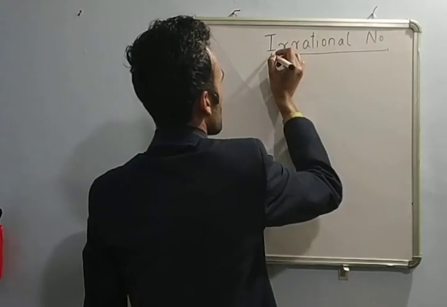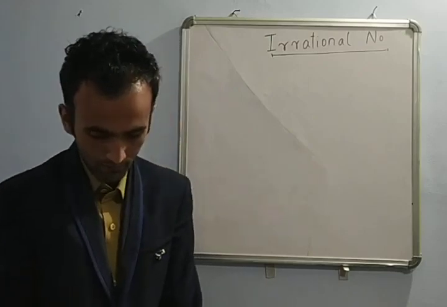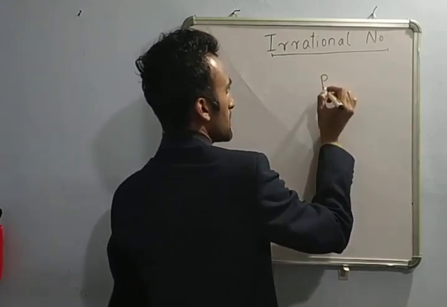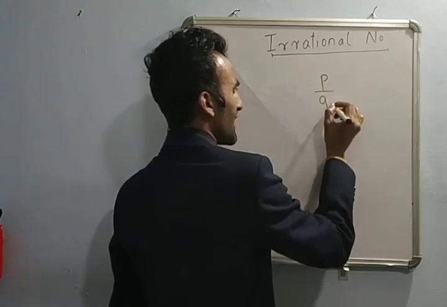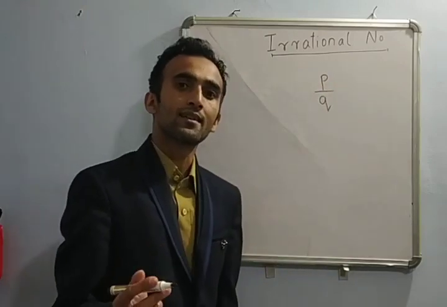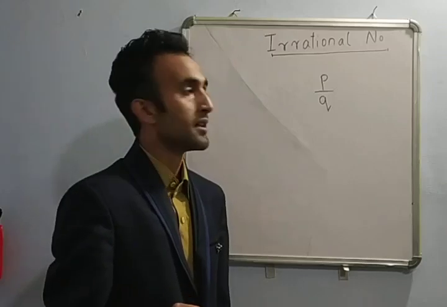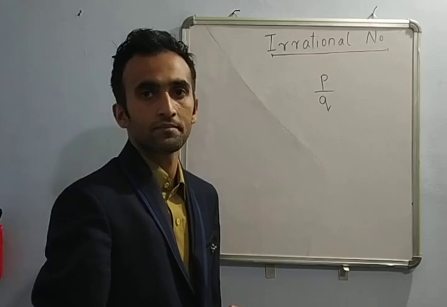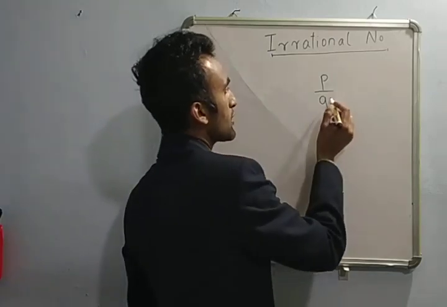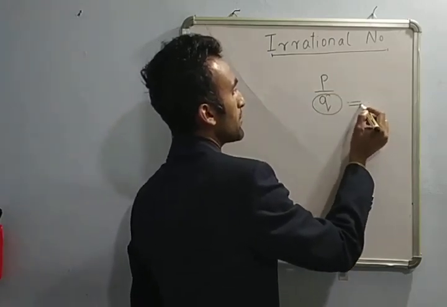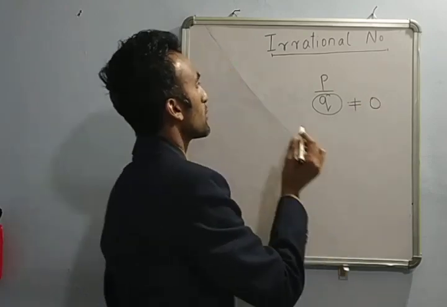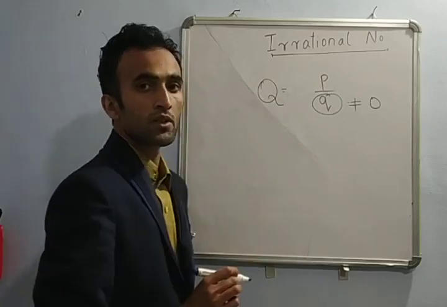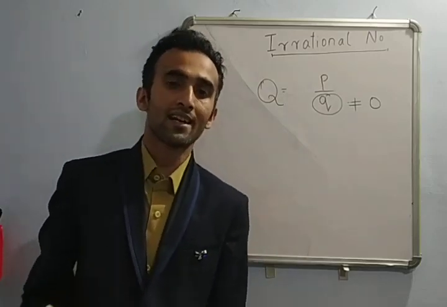Before that, you should know what is a rational number. What is a rational number? Any number of the form p by q. Any number which has a numerator and denominator. Remember, the numerator and denominator are integers, and this q can never be equal to 0. This is for rational number. But we are doing irrational number.